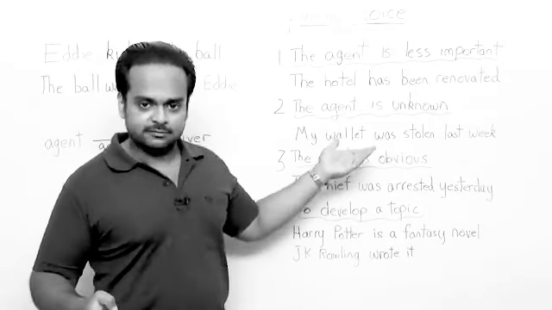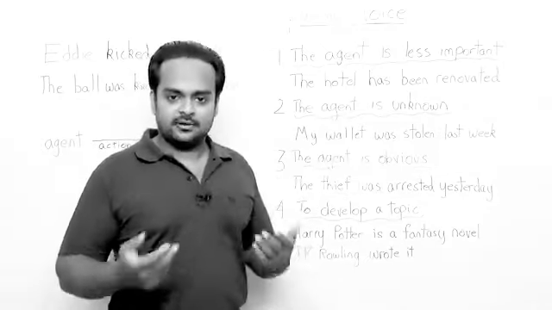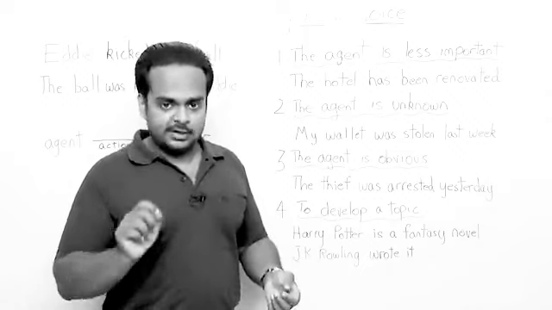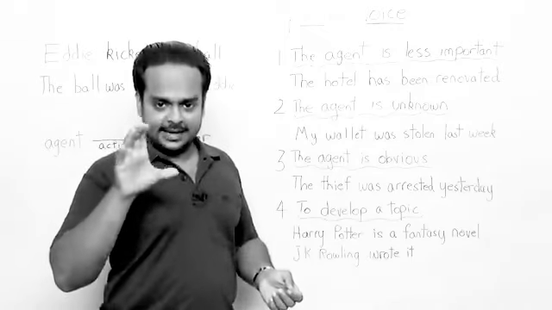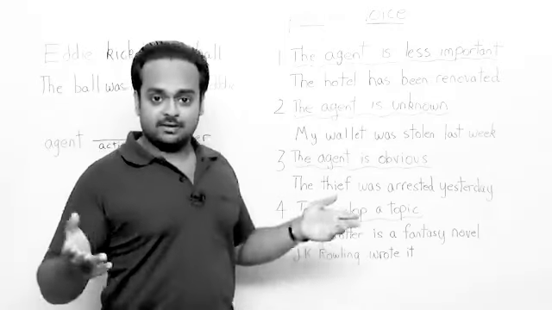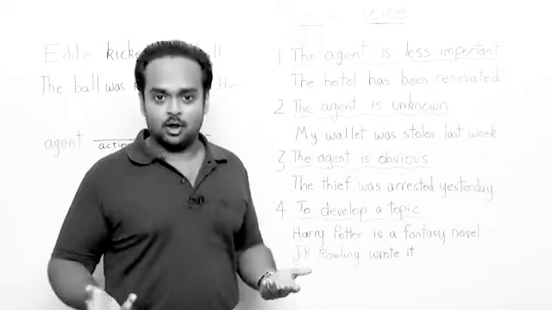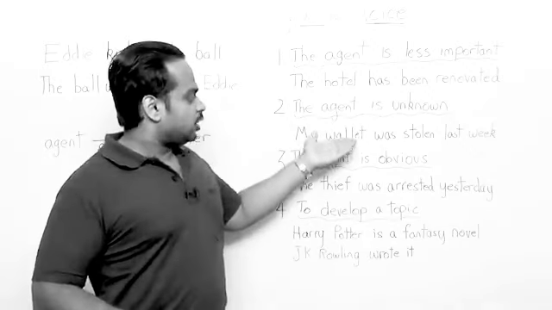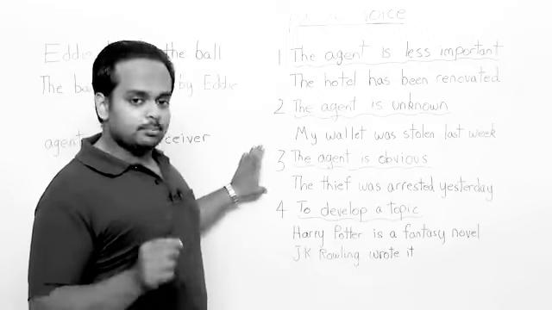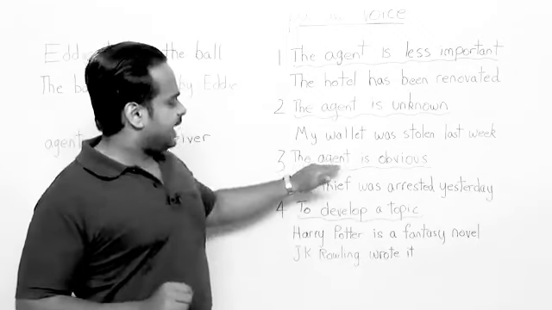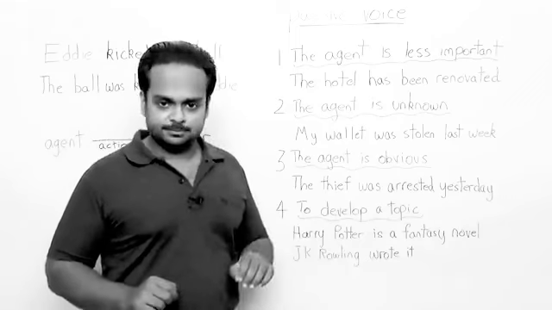This is in the passive, and once again we have left out the agent. The reason here is that that agent is unknown. So we're focusing entirely on the wallet because after all, that's what's important to me, my wallet, right? So my wallet was stolen last week. All right, the third situation where we prefer the passive is where the agent is obvious.